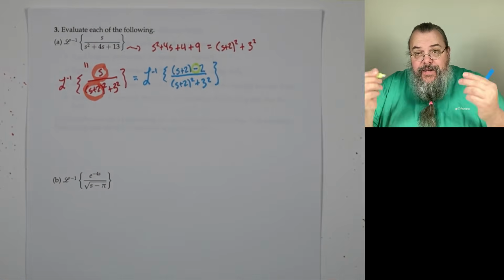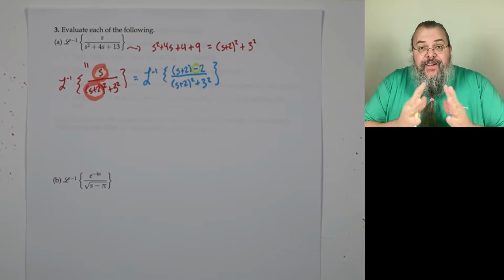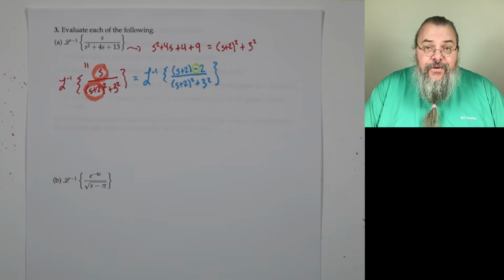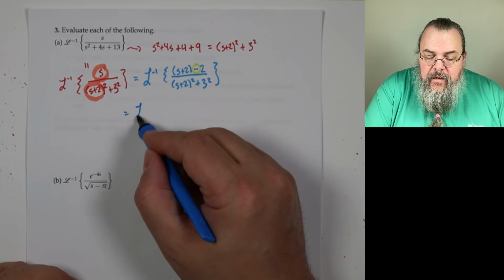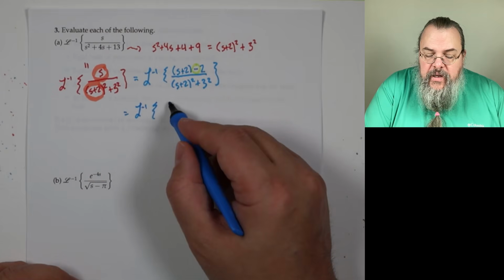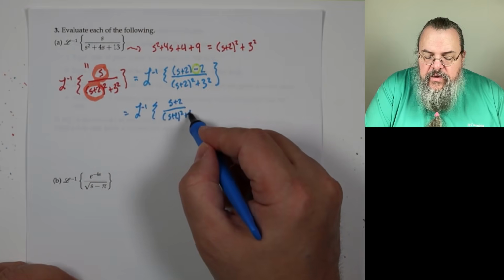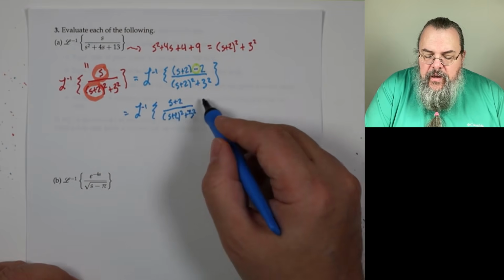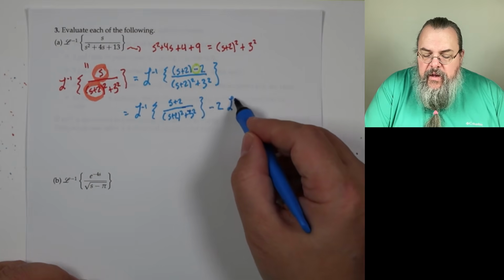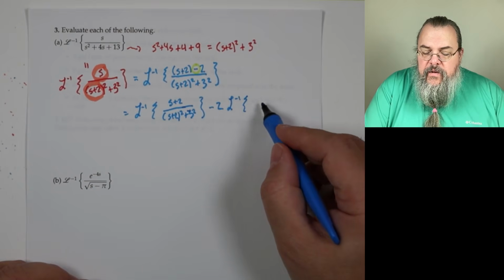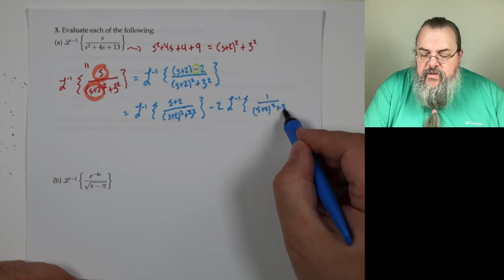Because that minus in the numerator, that's a good minus. That's one that we can break our Laplace inverse over. So this is really Laplace inverse of s plus 2 over s plus 2 squared plus 3 squared. And now we can pull out the minus 2, Laplace inverse of 1 over s plus 2 squared plus 3 squared.